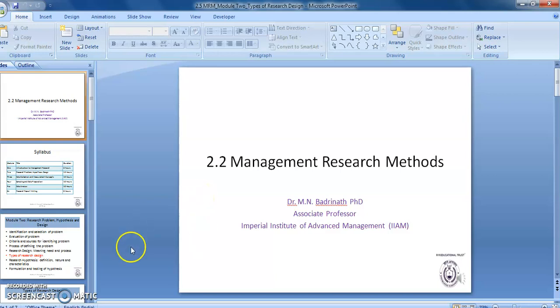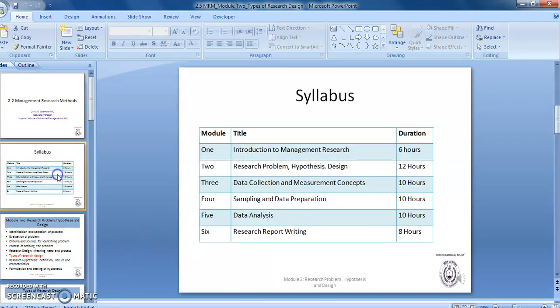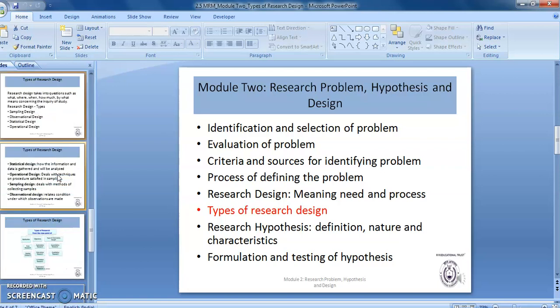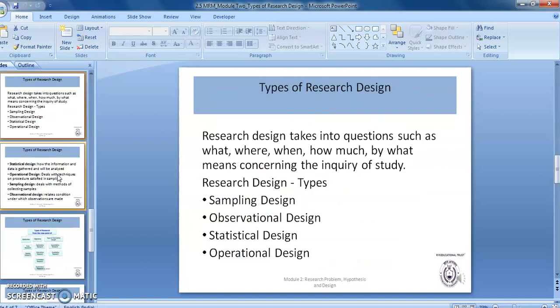Okay, friends. Today we will see the module 2, types of research design. In the previous session, we finished with the research design meaning, need, and process. So, in the types of research design, we will see what we mean by the sampling design, observational design, statistical design, and operational design.